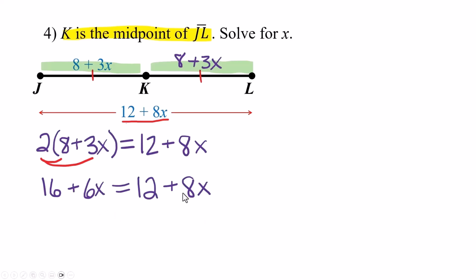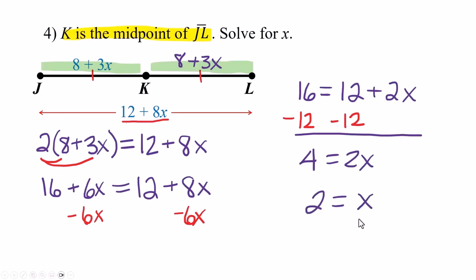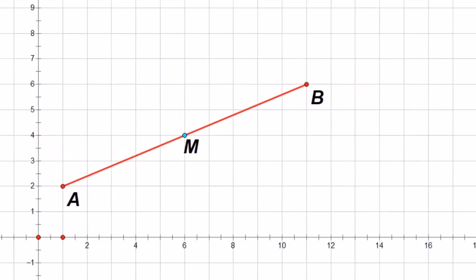Now, my preference when I have variables on both sides of an equation is to subtract the smaller one from the larger one. So I'm going to end up with, this is going to cancel, so just the 16 is left on this side. So I end up with 16 equals 12 plus 8x minus 6x is 2x. Take the 12 away from both sides, and we end up with 4 equals 2x, and we get x equals 2.